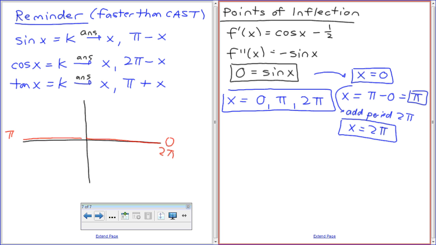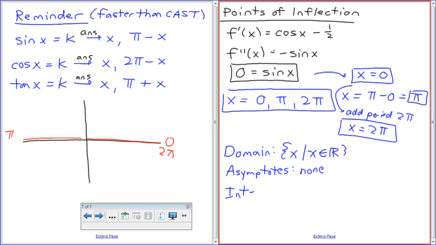All right, what do we still need? We still need domain and intercepts and things like this. Domain, intercepts, and asymptotes. What's the domain for any sine function? Do we have any intercepts? Do we have any asymptotes? No. And we're going to have the y-intercept equals f of 0, which equals 0. The point is 0, 0.